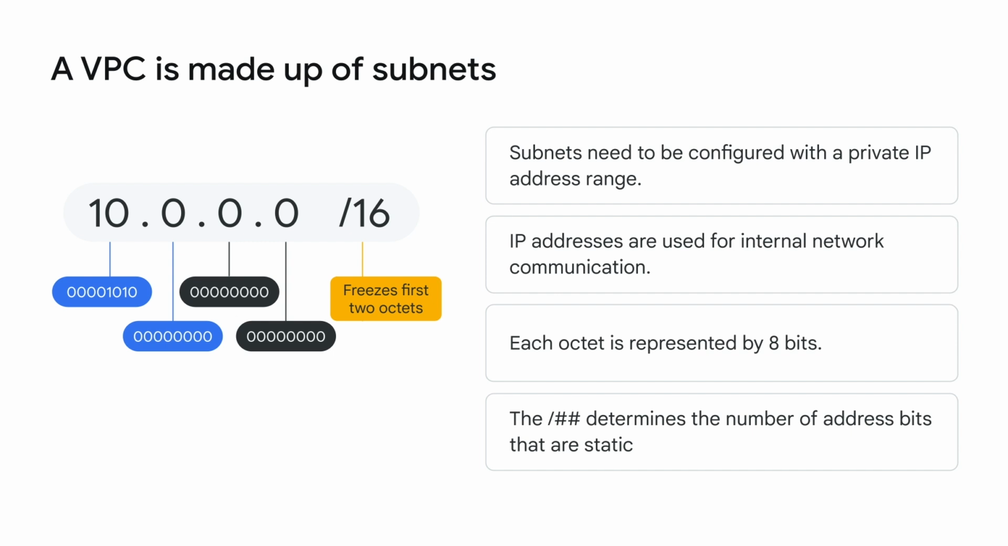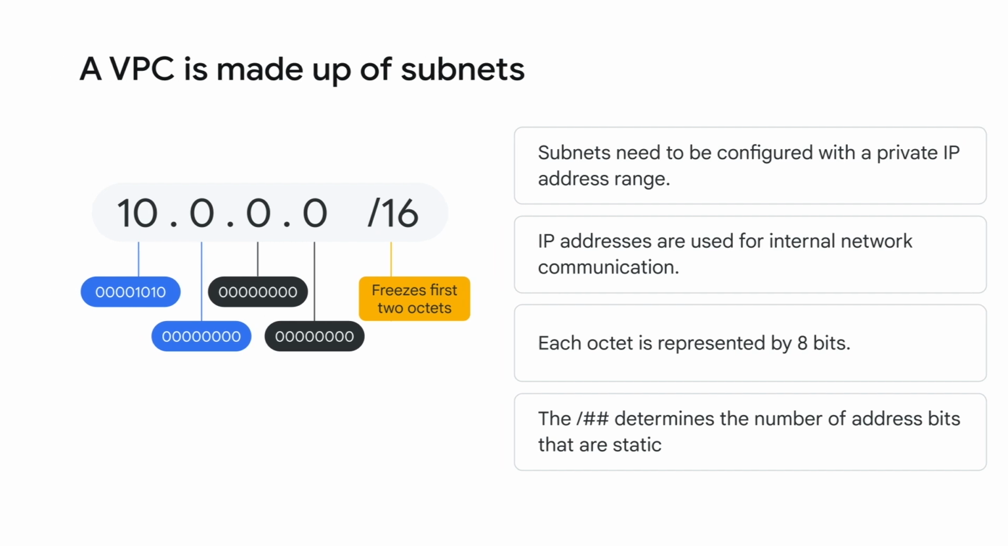Internal IP addresses are only used for communication within the VPC and cannot be routed to the Internet. Each octet in an IP address is represented by 8 binary bits. So, a typical IPv4 address is 32 bits long. The number at the end of the range determines how many bits will be static or frozen. This number determines how many IP addresses are available with a CIDR address.